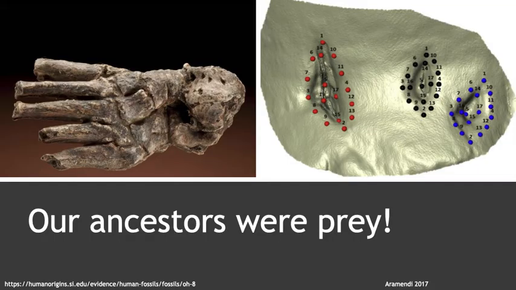But it's important to remember that at this time, our ancestors were still prey. So, for example, there's an Australopithecus africanus, which was picked up and eaten by an eagle. And we can tell this because it's still got the claw marks from when it was picked up on its skull. And here we have another individual who was eaten by a crocodile and still has the tooth marks on its foot.